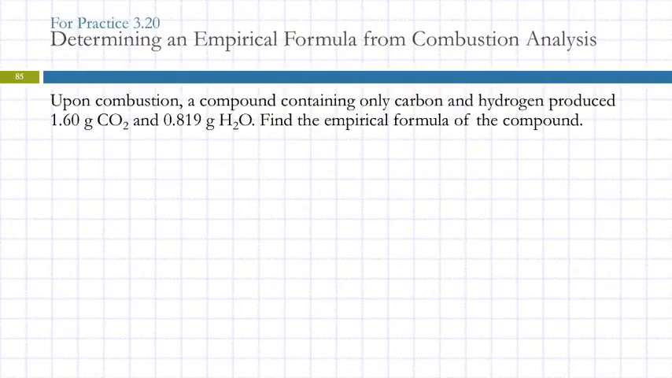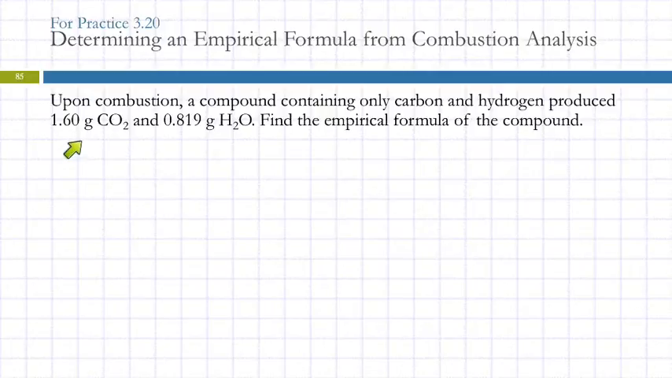So let's do a problem here. Upon combustion, a compound containing only carbon and hydrogen produced 1.60 grams of carbon dioxide and 0.819 grams of water. Find the empirical formula of the compound. So to find the empirical formula, what we need are the masses of the elements. We convert the masses to moles of elements, and then we find the ratio.